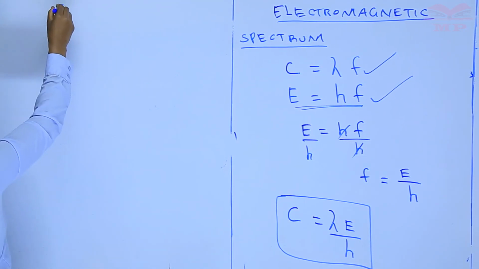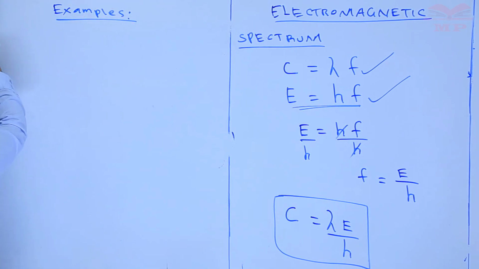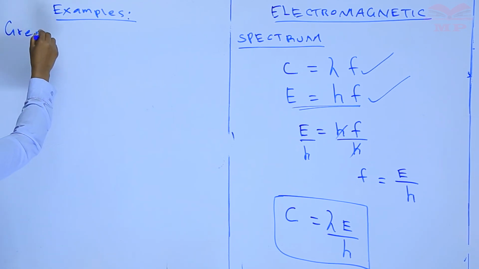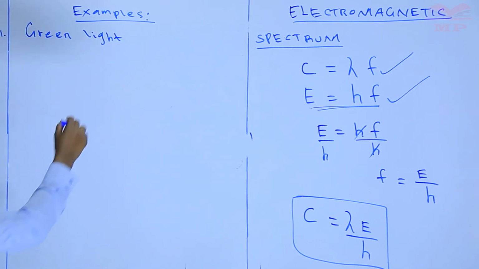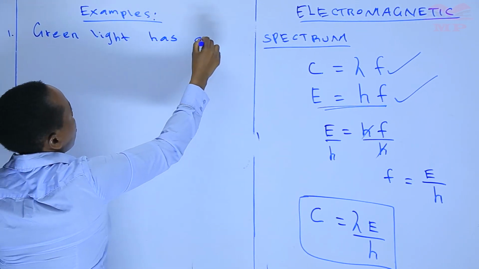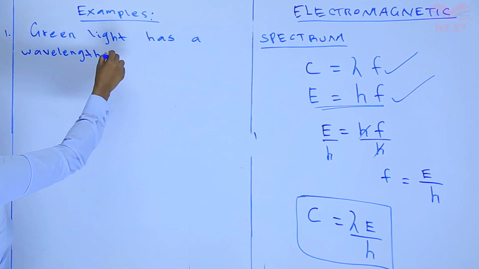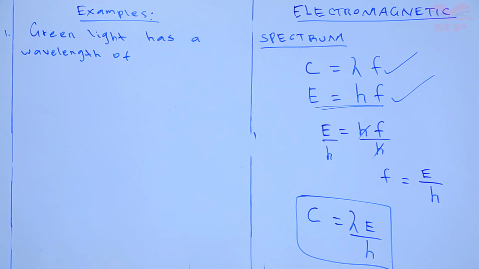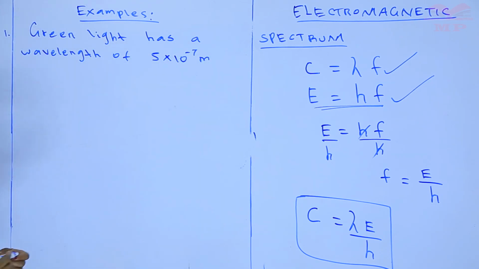So some examples. Example number 1, we have the following question. Green light has a wavelength of 5 multiplied by 10 power -7 meters. That is the wavelength.